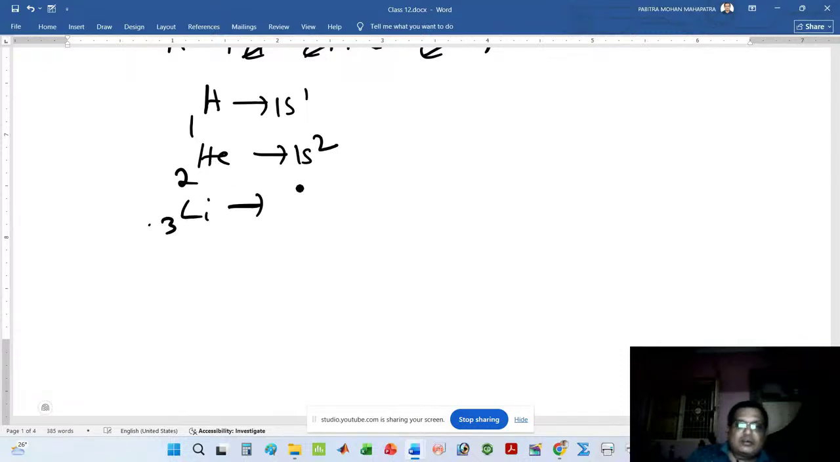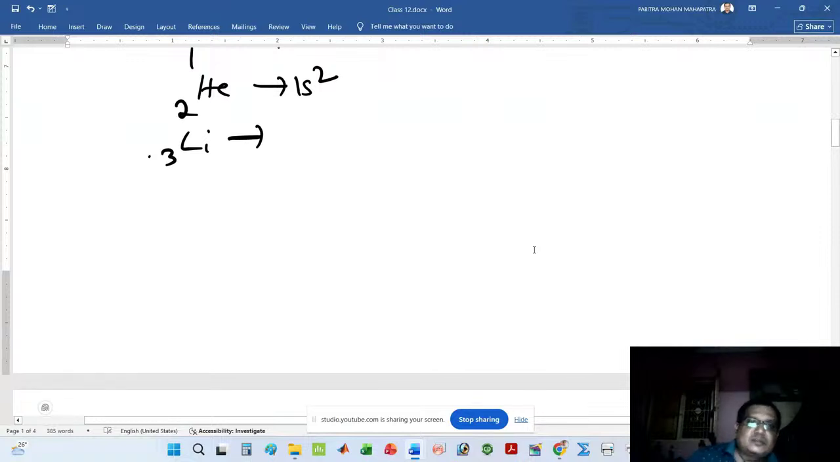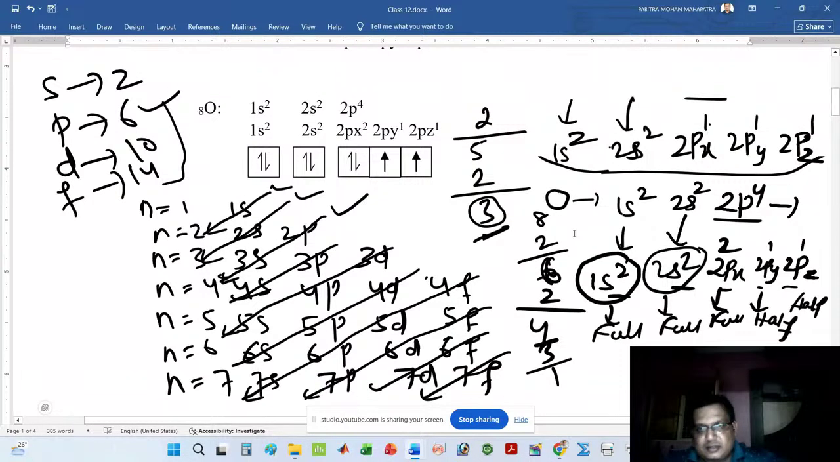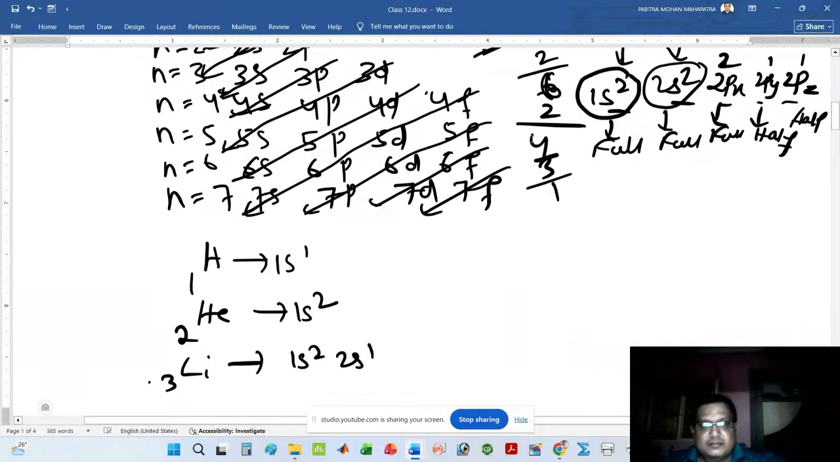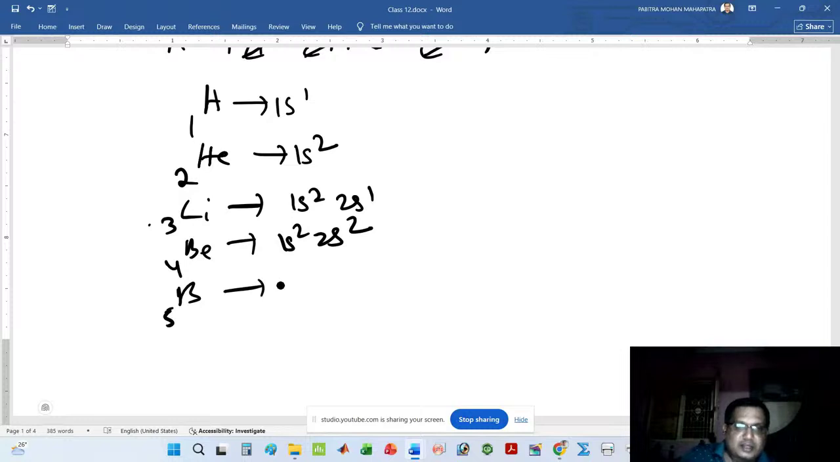Next go to lithium. It has 3 electrons. So first give the electrons to the 1s. Let me explain. So here I can write 1s2, 2s1. This is lithium. Next you can write 1s2, 2s2. Next beryllium, boron. That is atomic number 5. I can write 1s2, 2s2, 2p1.